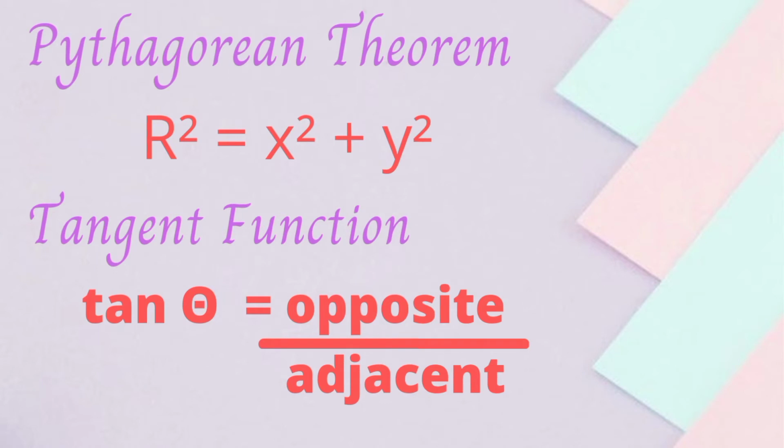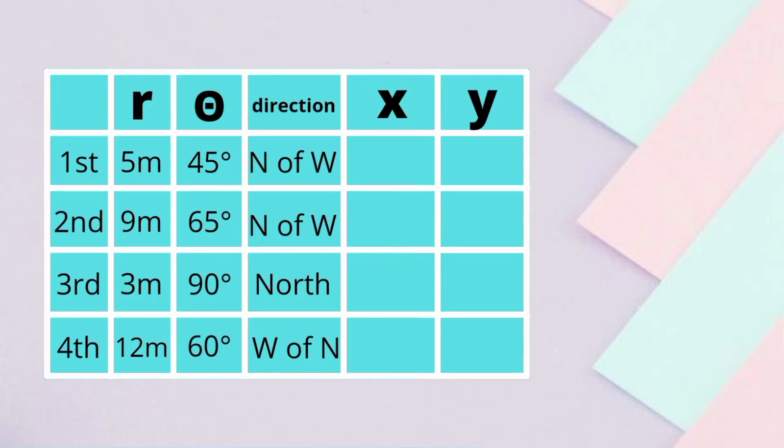Now, let's start. To find the magnitude of the resultant vector, we will use the Pythagorean theorem, which has the formula r squared is equal to x squared plus y squared. And for the direction, we will use the tangent function, which has the formula tangent theta is equal to opposite over adjacent. Now, let's proceed to our examples.